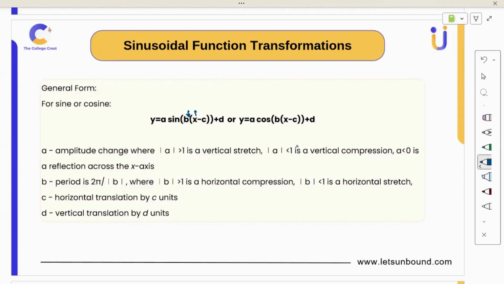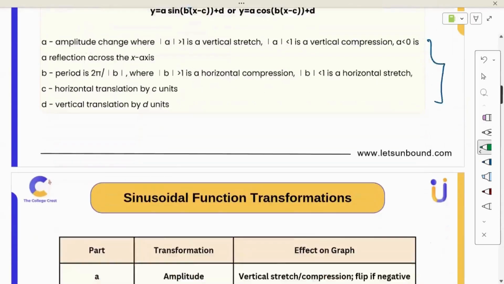And c is a horizontal translation by c units. So it's a translation of c units. If your c is positive or negative, it means right side or left side, and you have to mention that. d is a vertical translation by d units. All these transformation rules are very similar to what we did before. There are no changes in that. If you do something outside, it's vertical. If you do something inside, it's horizontal, and the description of inside changes like horizontal stretch is the reverse way.